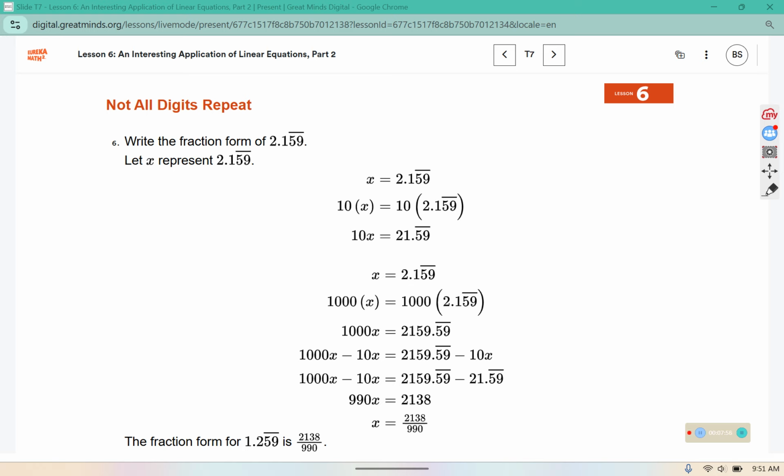So they still start by setting x equal to the number. Then they multiplied by 10 to get the non-repeating piece out of the decimal. And then they multiplied by 2 more 10s, so 1,000 this time, so that the whole repeating chunk is out of the decimal as well. Then instead of using 1,000 and x, they use 1,000 and 10 because the repeating pieces line up.